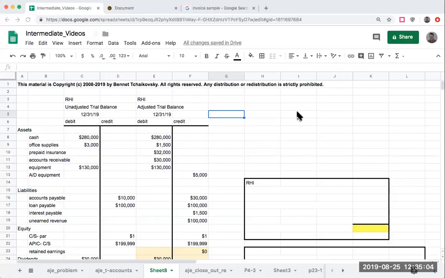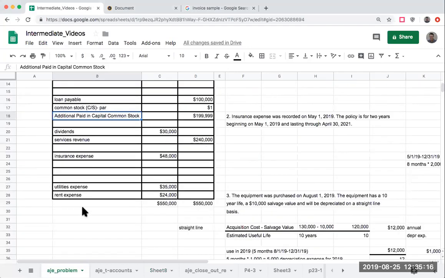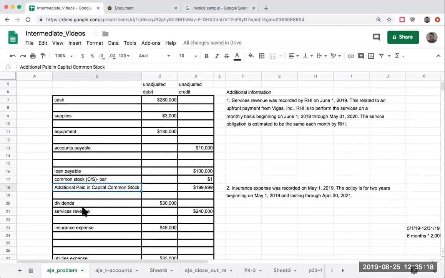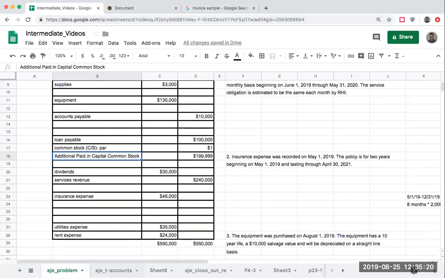Hi, this is Bennett Tchaikovsky, and we're back with part 2 of our adjusting entry video, going over a base problem going through with adjusting journal entries. There's the first video on this, which I would recommend you watch prior to watching this one.